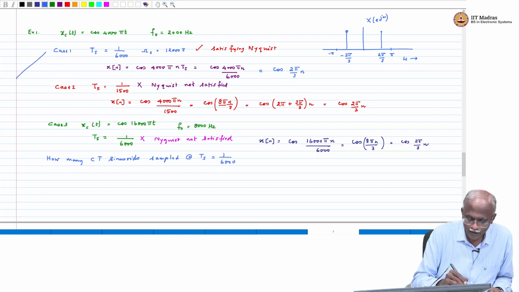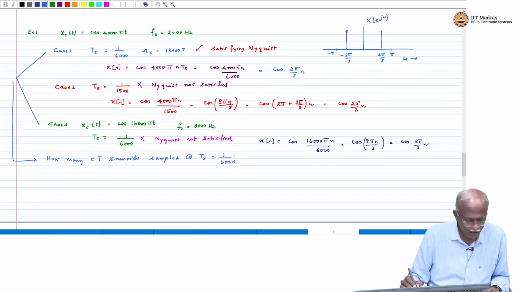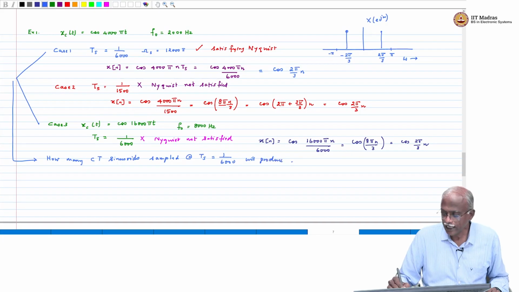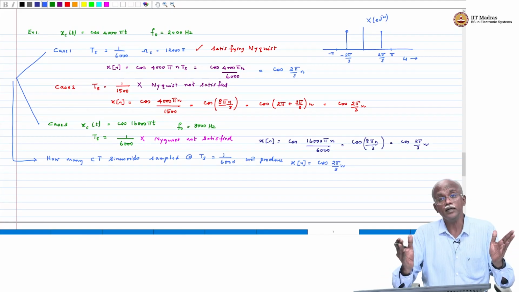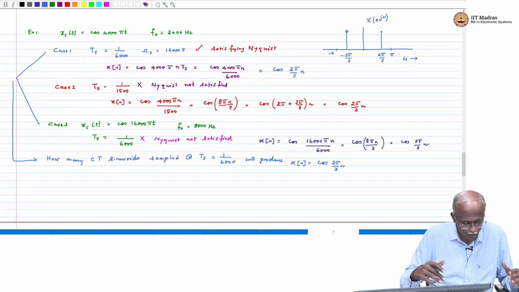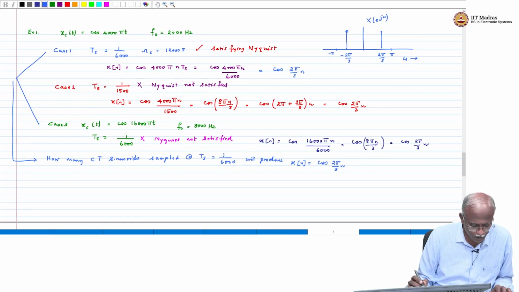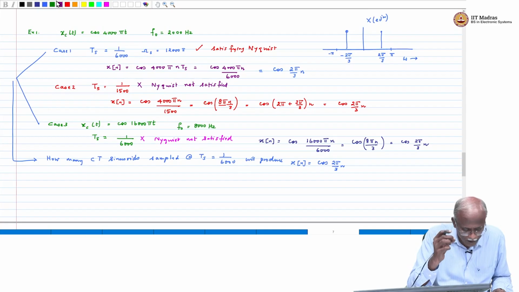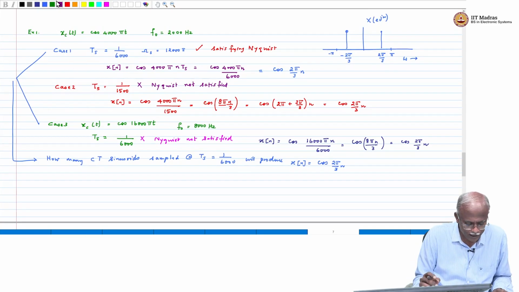Okay, so basically I am taking these two and from there I am asking this question. Which will produce x of n equal to cosine 2 pi by 3 n. Okay, so basically we know that there are at least two. The question is, are there any others, and how many more can we find that will do for us? Okay, so here is the simple way of visualization and interpretation and understanding that is very important for us.